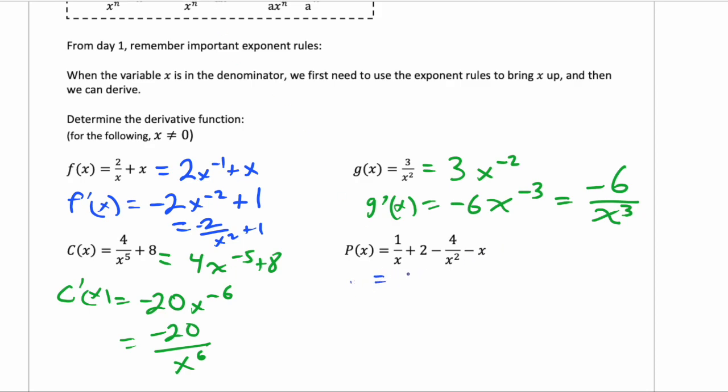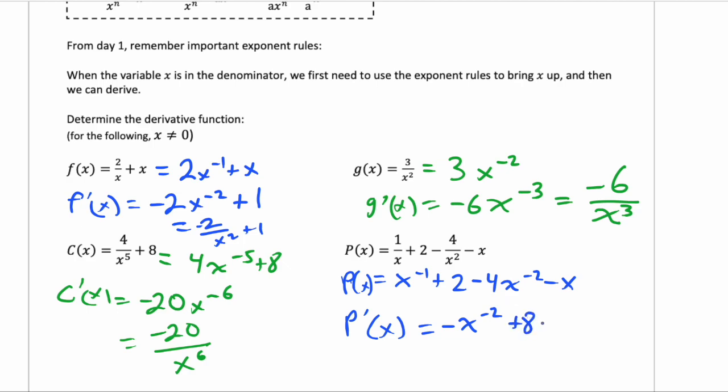This function is x to the power negative 1 plus 2 minus 4x to the negative 2 minus x. That's just rewriting the original function. Now we take the derivative. So negative 1 times that is negative x to the power negative 2. Derivative of a constant is 0. Next we have negative 2 times negative 4 is positive 8. Reduce the exponent by 1. So that's negative 2 minus 1 is going to be negative 3, and this is going to be just a negative 1. And you can rewrite this as negative 1 over x squared plus 8 over x cubed minus 1.